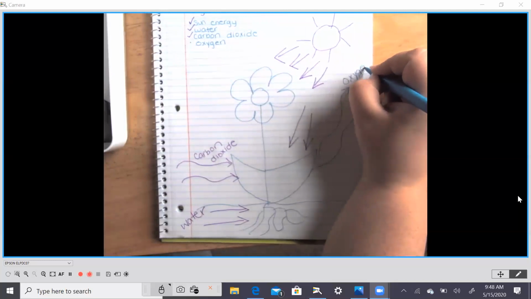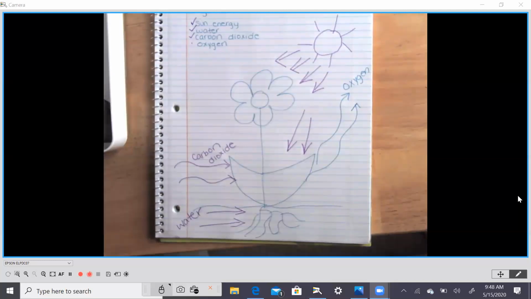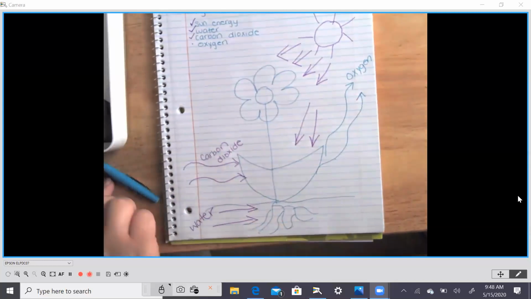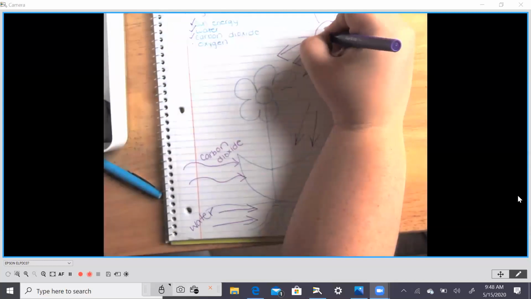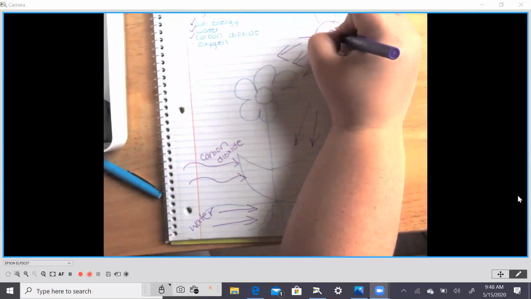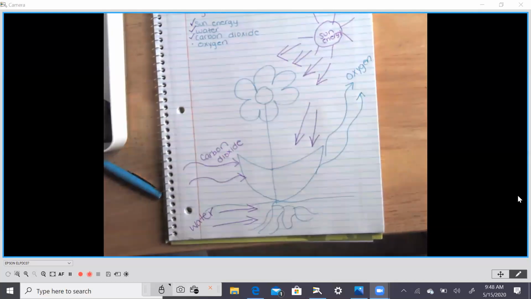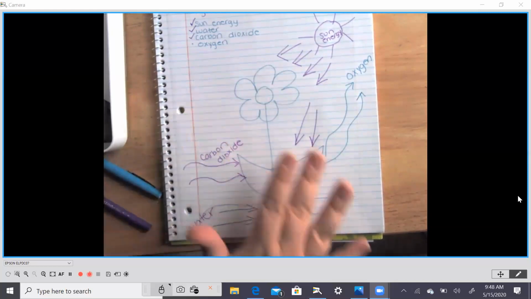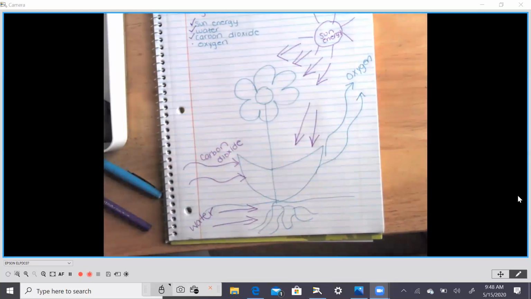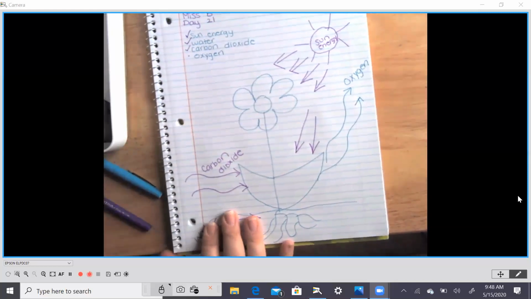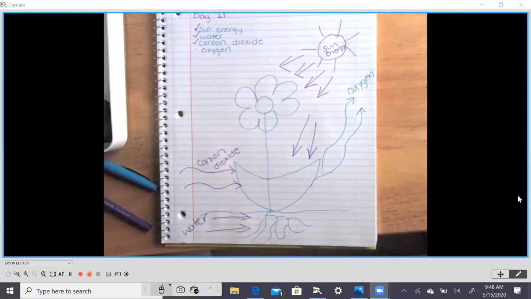Kind of confusing of a diagram. Maybe you guys get the idea. Okay, there's all the different pieces. And we can just write sun energy right there. Okay, so you guys can see the process of photosynthesis. Okay, you can go ahead and pause this if you want to catch up with your drawing.